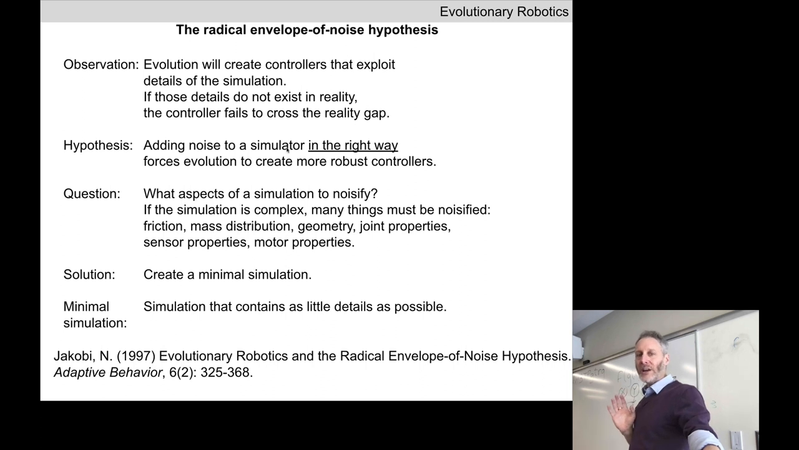The trick here, though, is where do we add noise? What does it mean to add it in the right way? If we put no noise in the simulation, which is what you all have now, I can guarantee you if you try to build a physical version of your robot out of Lego Mindstorms, it's not going to work because there's noise here in the real world. If you made things super noisy in your simulation, you put noise on everything, what do you think, how would evolution react?